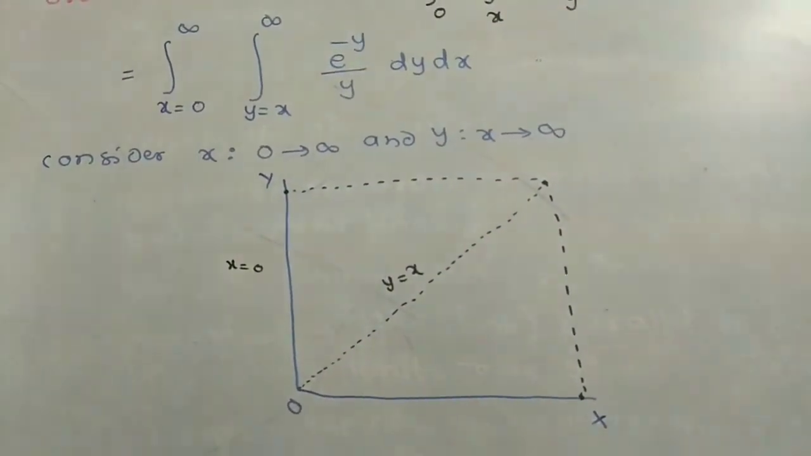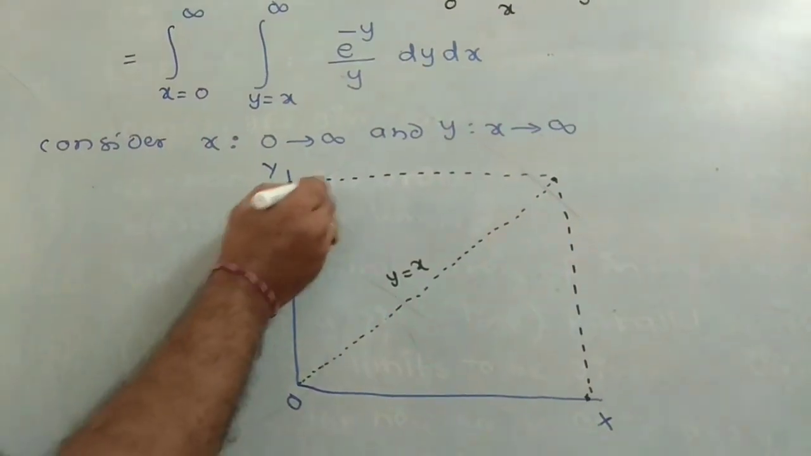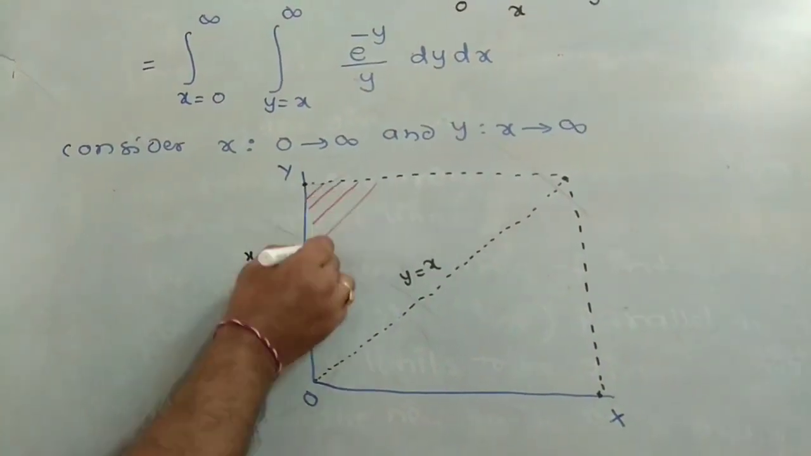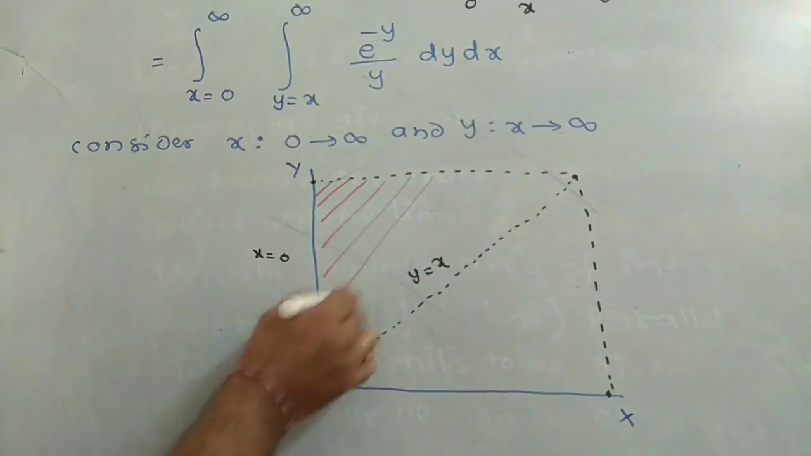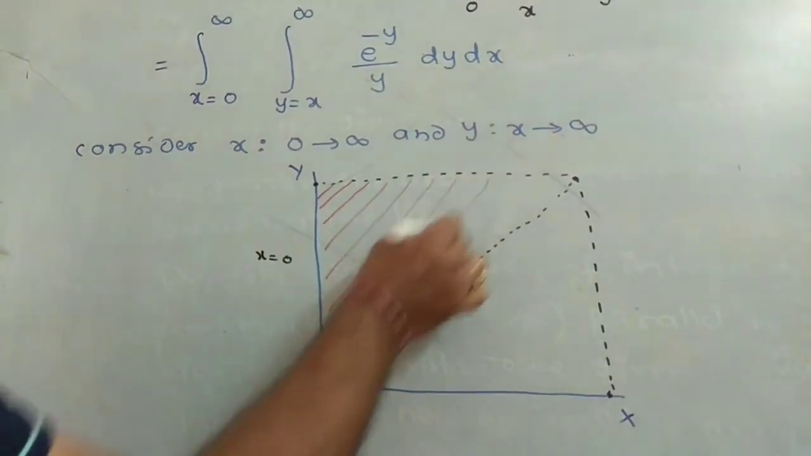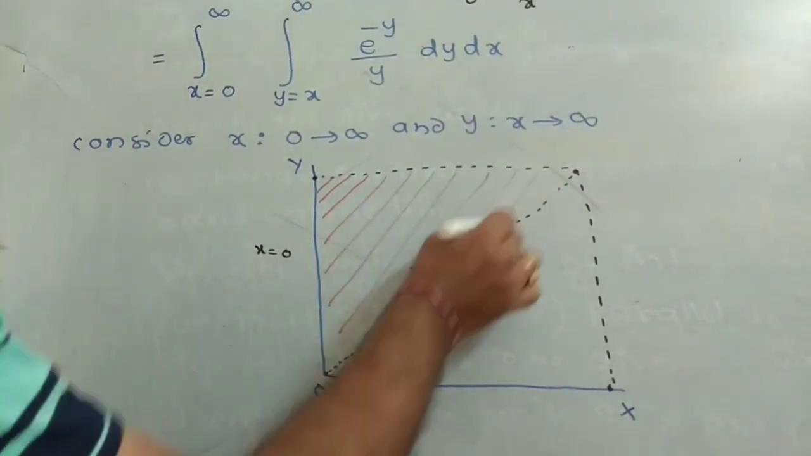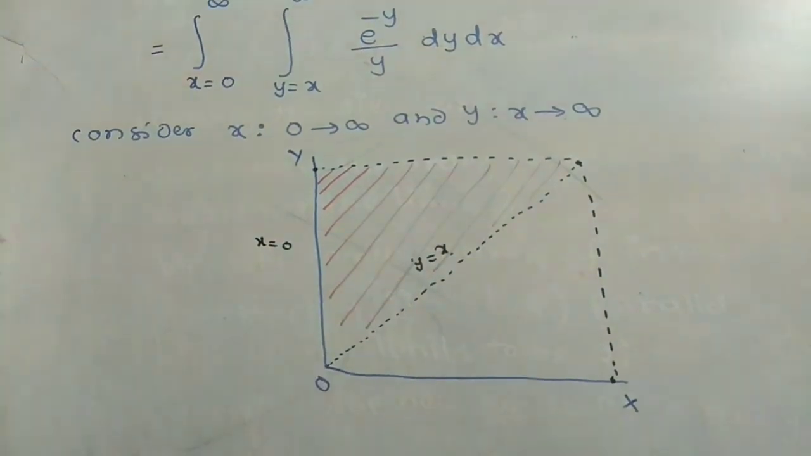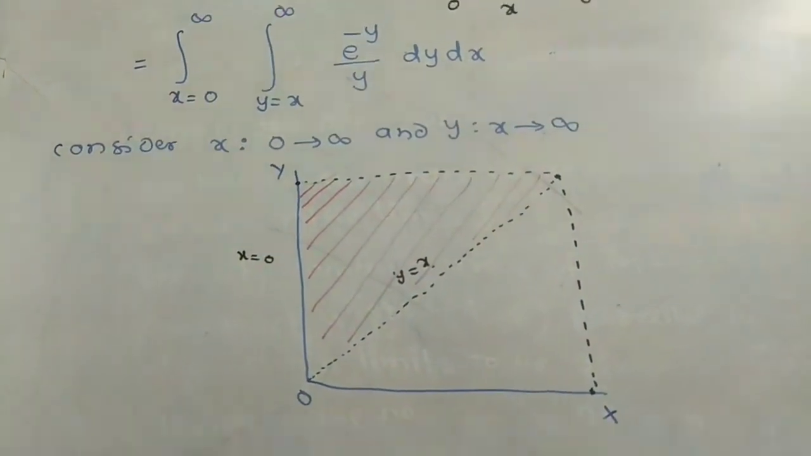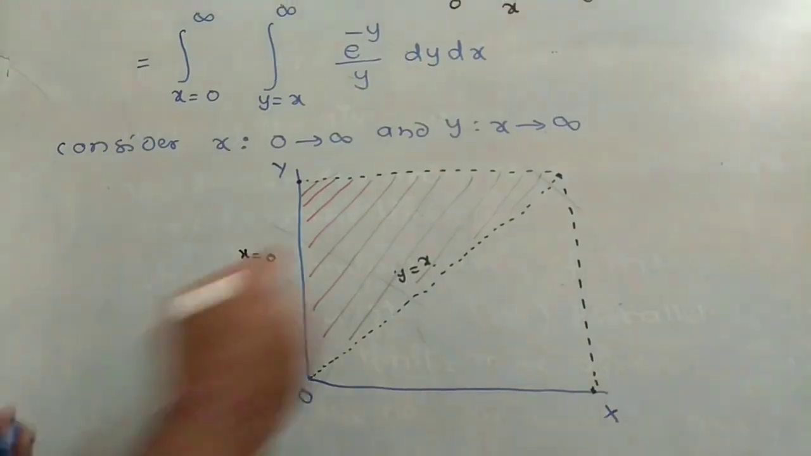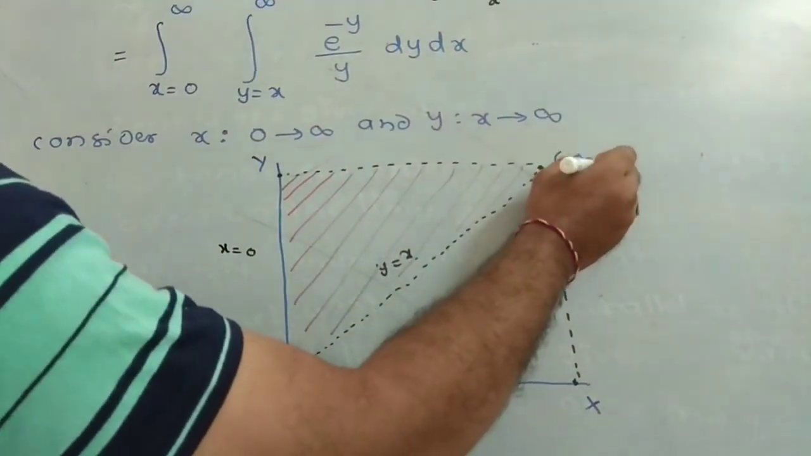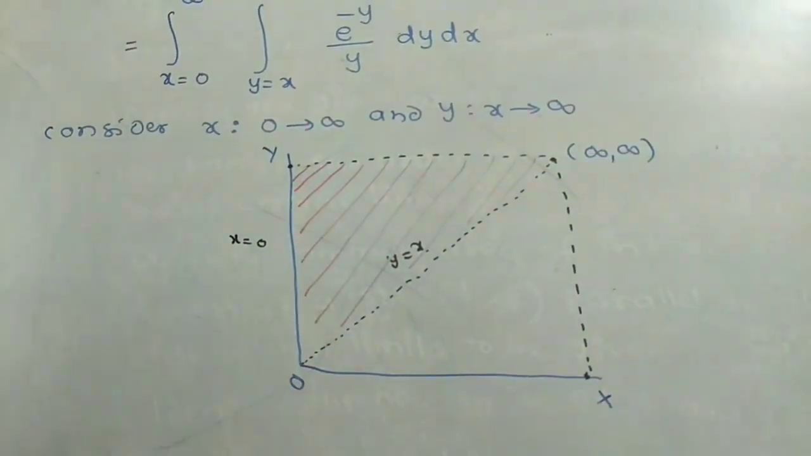So what is the common area now? I just say that this is your complete common area consisting of all the limits of your given variables. So this is your common area, right? And what about this intersecting point? This intersecting point is nothing but x value infinity and y value is also infinity.